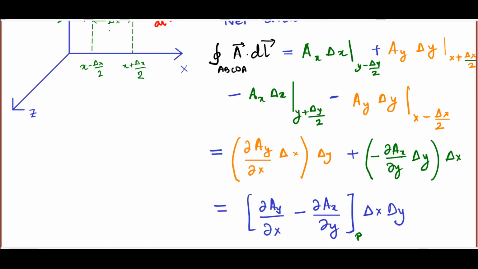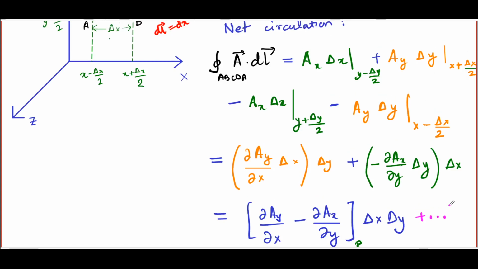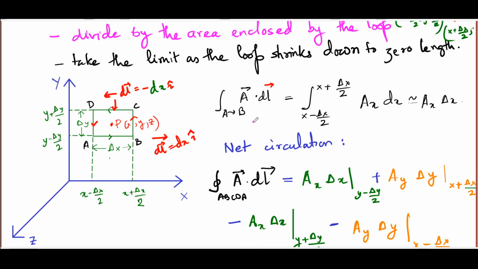By the way, these are not the only terms that you get. You actually get higher order terms as well. In fact, when you first did the integral from A to B, and I just claimed this to be ax delta x, you should realize that although ax is being evaluated at a fixed value y minus delta y by 2, x changes here. So, when you say ax delta x, it's really not ax at P that's being used here. It's ax as it changes throughout. So this is an approximate result. So there are higher order corrections to this.